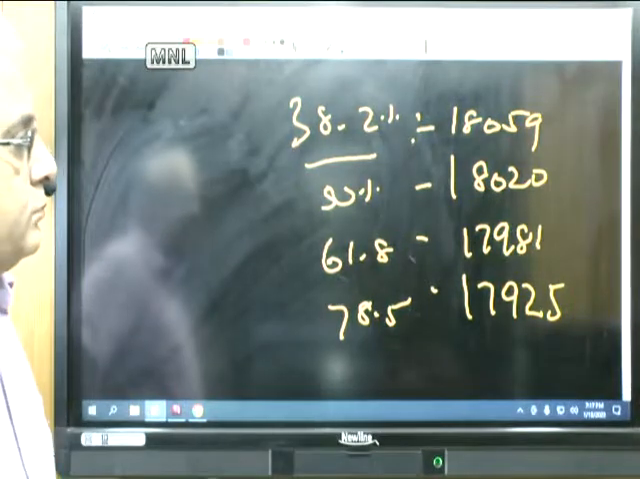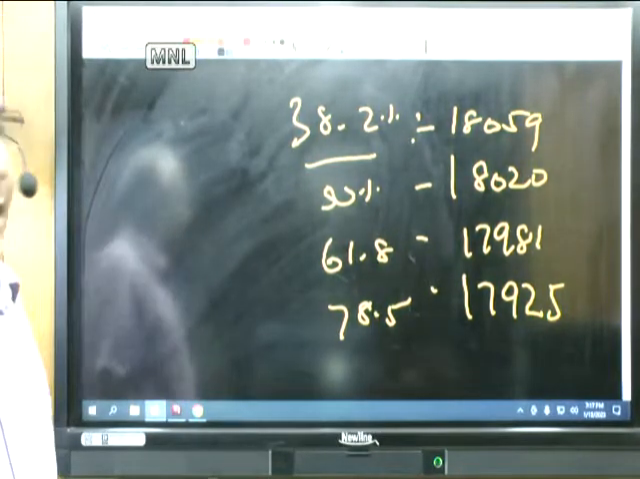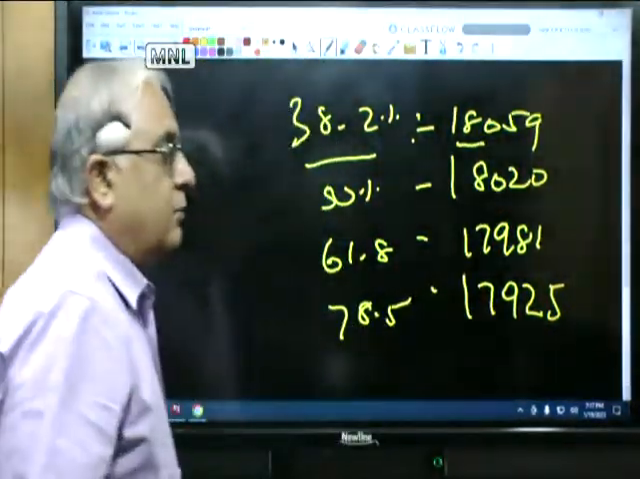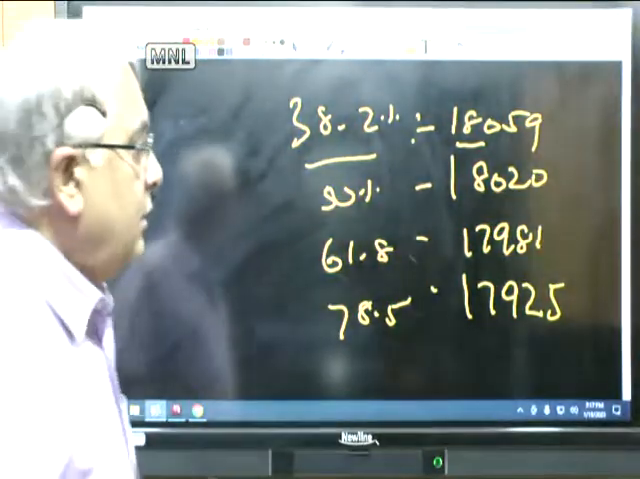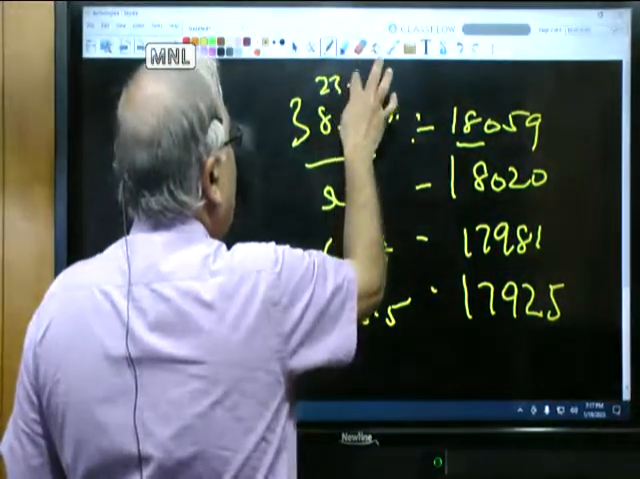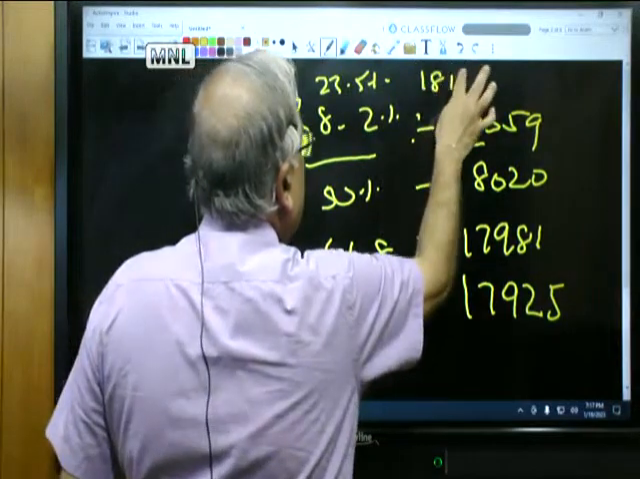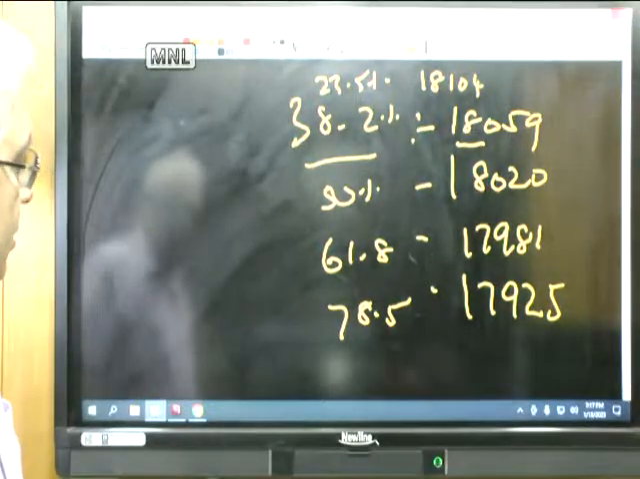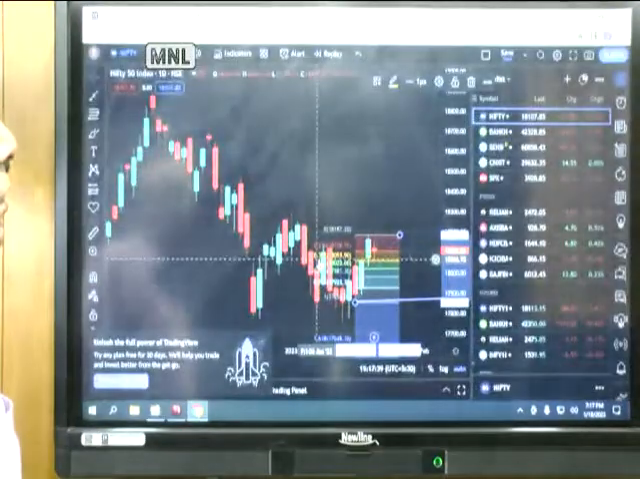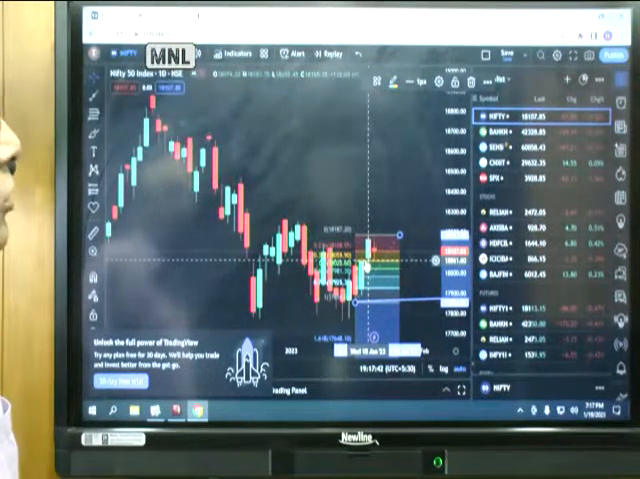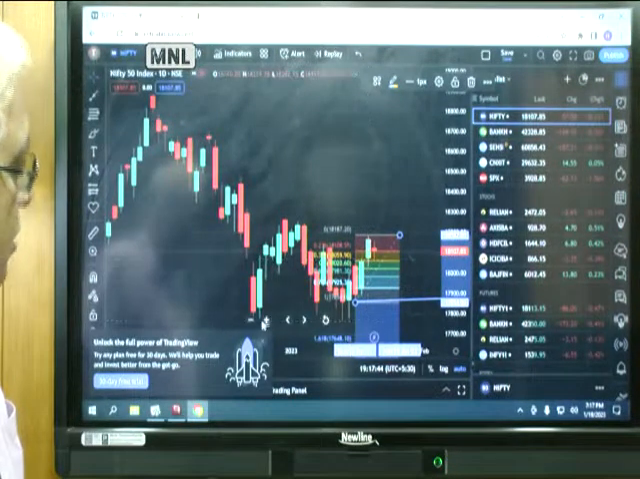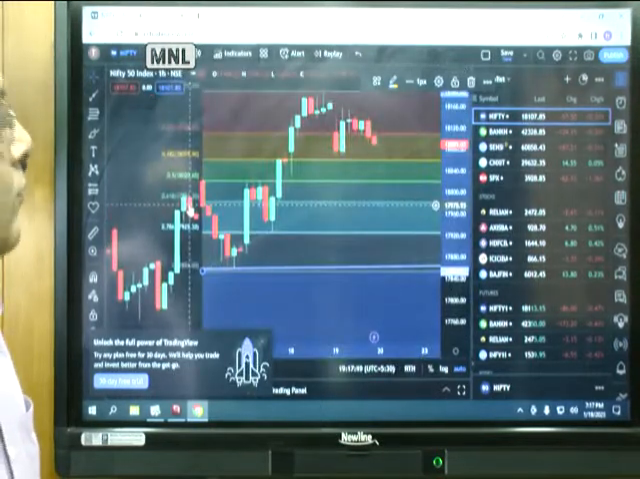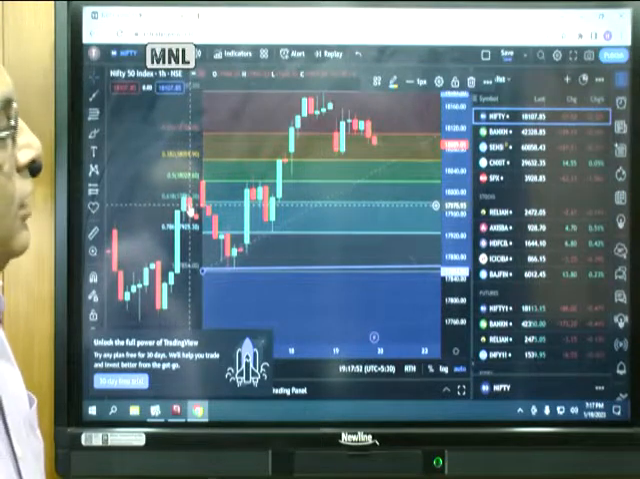So what is the plan right now? The plan is that today's low is 18,059. If that is going to be cut, then the 23.6% level was 18,104, and the peak that was made was 18,183.